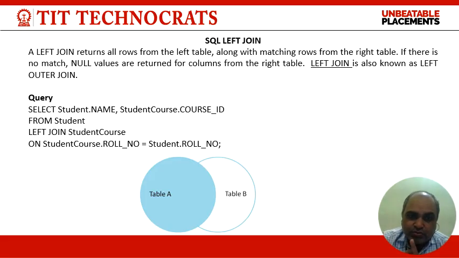Here we can take two tables. First is a student table and second is a student course table, and we select two attributes from the student table and the course table. The student table attribute is name and the student course attribute is course ID. Okay, and left join student course roll number equal to student roll number. So here we merge, and student roll number is a common field from both tables.